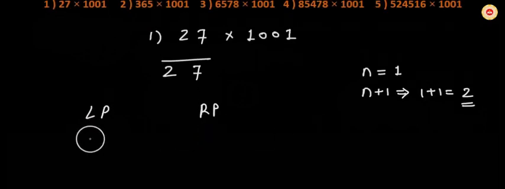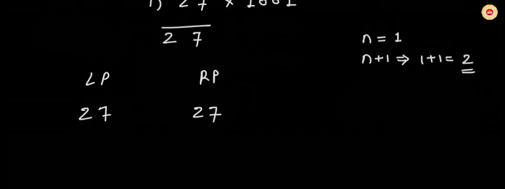Now first step is, what is leftmost part of an answer? Leftmost group in the multiplicand is leftmost part of an answer. So write 27 as it is in leftmost part. What is rightmost part? Rightmost group of a multiplicand is rightmost part of an answer. What is rightmost part? 27 only. So write 27 as it is. Okay, let us give a slash to separate these two parts.